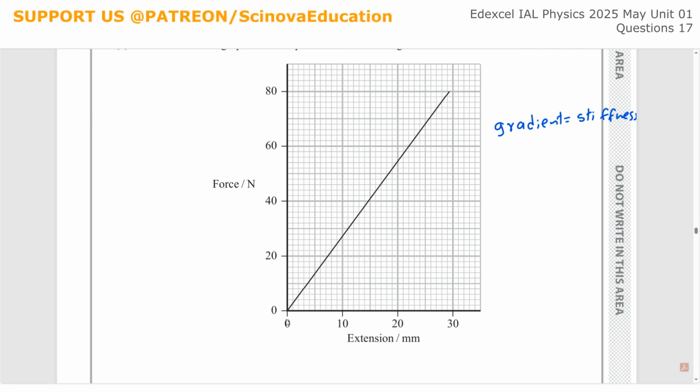So I would consider the origin, which is 0, 0. We have one coordinate, and the other point is the end of the straight line. Approximately, the force or the y coordinate here is 80 newtons, and the x coordinate is 29 millimeters.